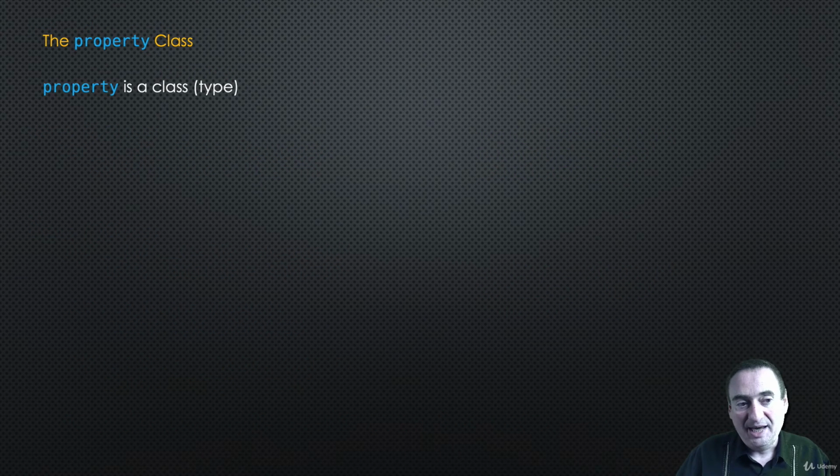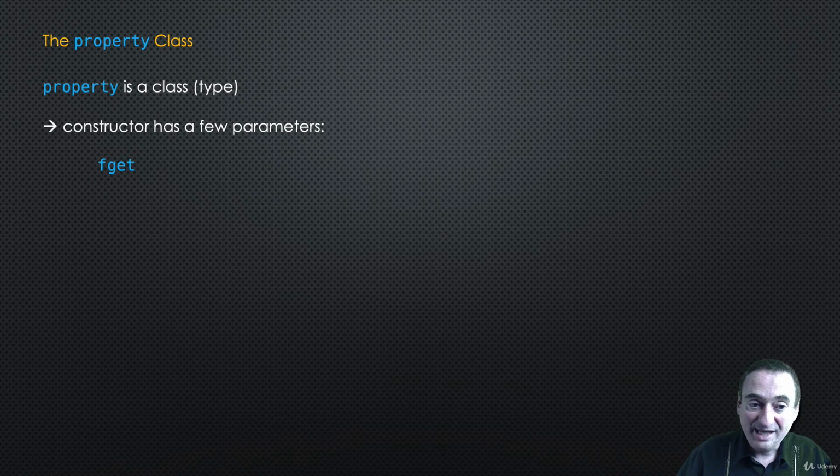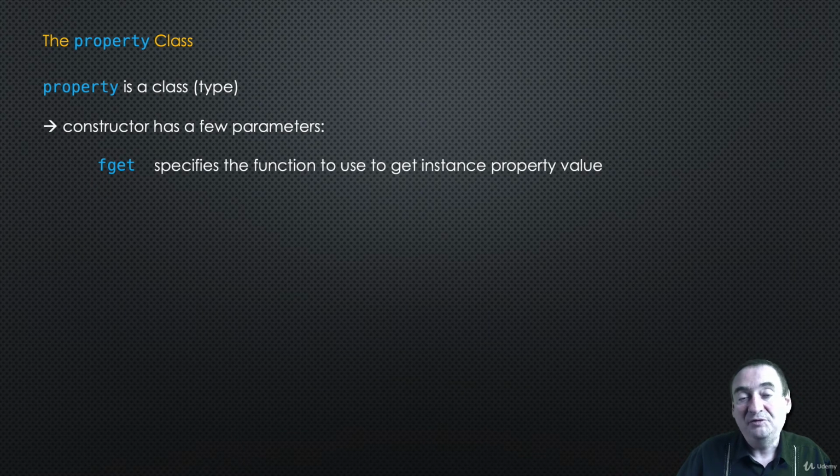So the property class. Let me just talk to you a little bit about that. The property object is a class. It is a type. It's a special type. And the constructor has a few parameters. It has the fget parameter, which specifies the function to use to retrieve the property value for the instance. And it will be called as a bound method.